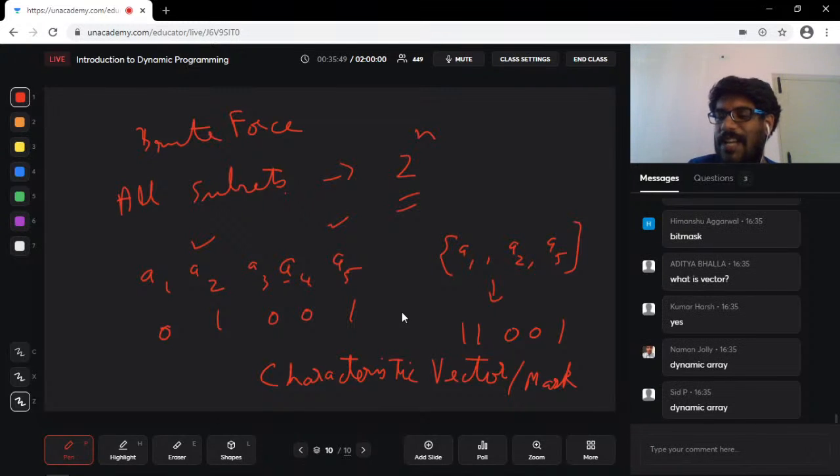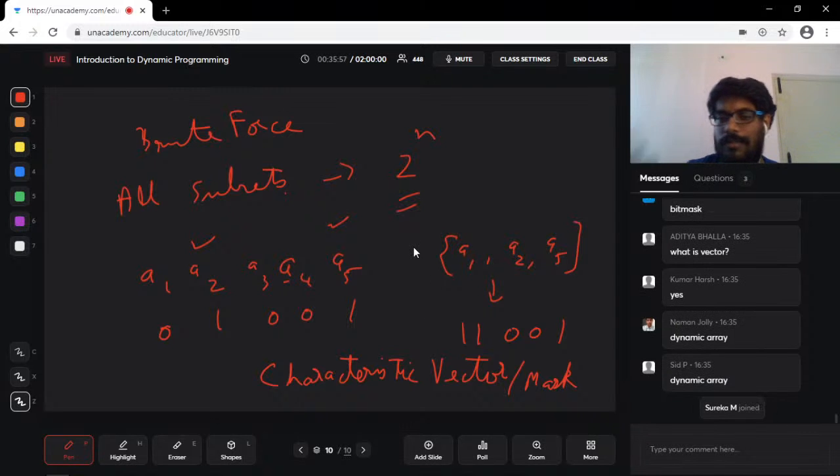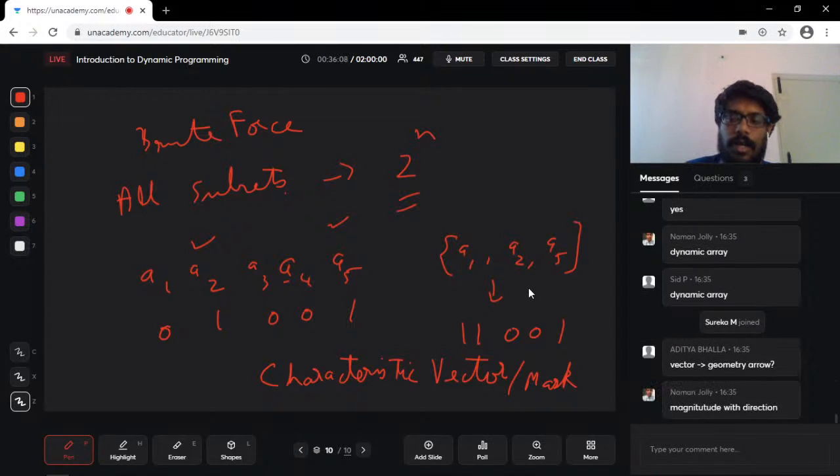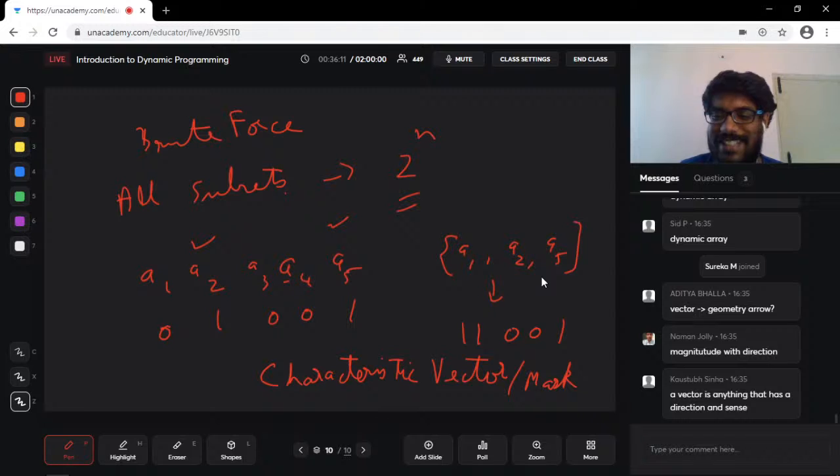This vector is not the dynamic array that you see in C++. It does not refer to that vector. It's kind of like a mathematical term, which we don't need to worry about at all. Just call it bit mask. Don't worry about what any of them mean. It just signifies this binary string, right? Magnitude with direction, yes, that's the physics vector. That's also not the vector I'm talking about. I'm talking about the vector in matrices. But anyway, that doesn't matter at all.